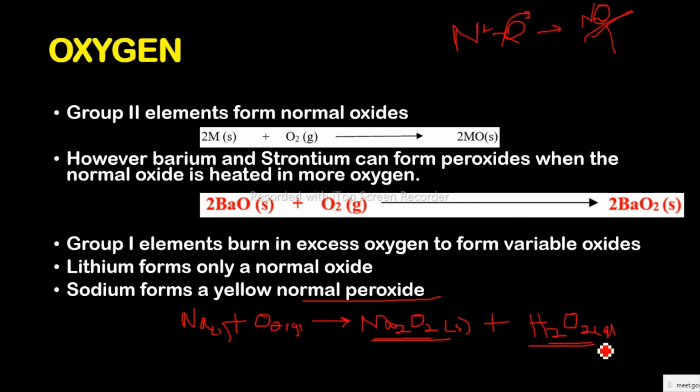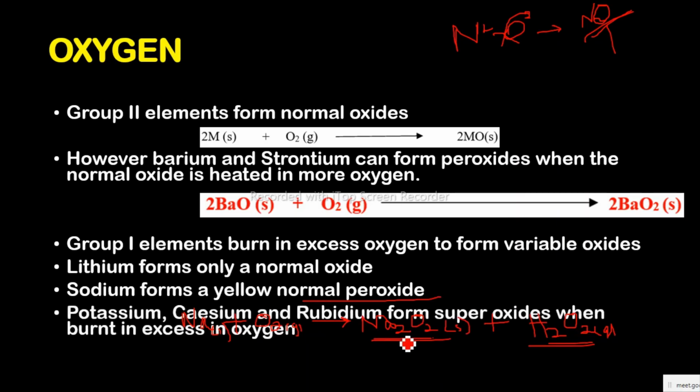So why all this? Why this science? Actually, if you continue to go down the group, you'll find that you advance from a peroxide to a superoxide. And what is a superoxide? If you have your potassium, for instance, a solid, and you react it with excess oxygen gas, we shall form a superoxide, and that is how we write a superoxide.